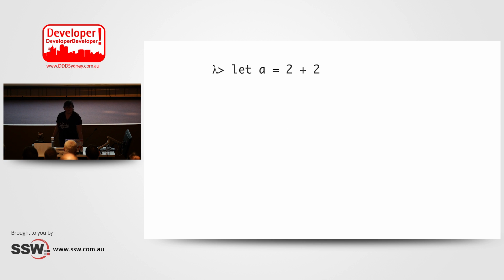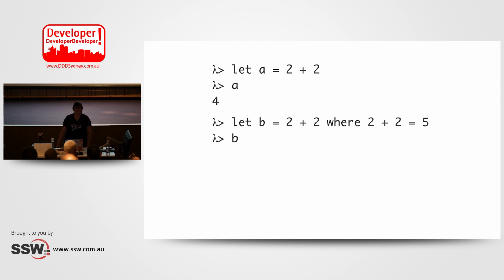In Haskell, if I declare A as being the sum of 2 and 2, what is A? 4. If I declare B as being the sum of 2 and 2, where 2 plus 2 equals 5, what is B? 5. In Haskell, you can just change math. Wait, is this what Malcolm Turnbull uses?